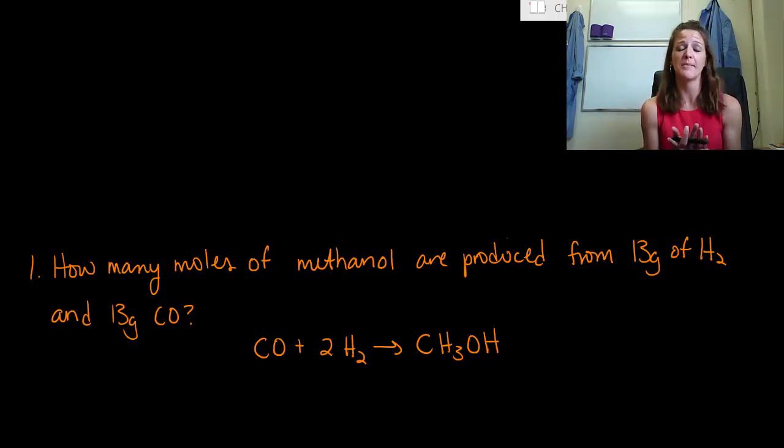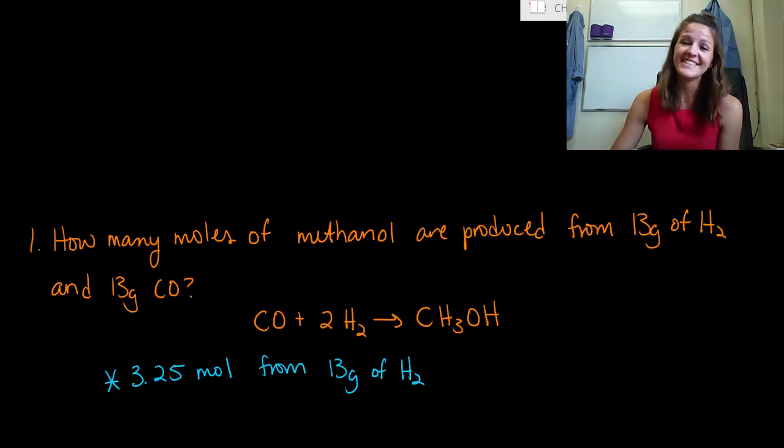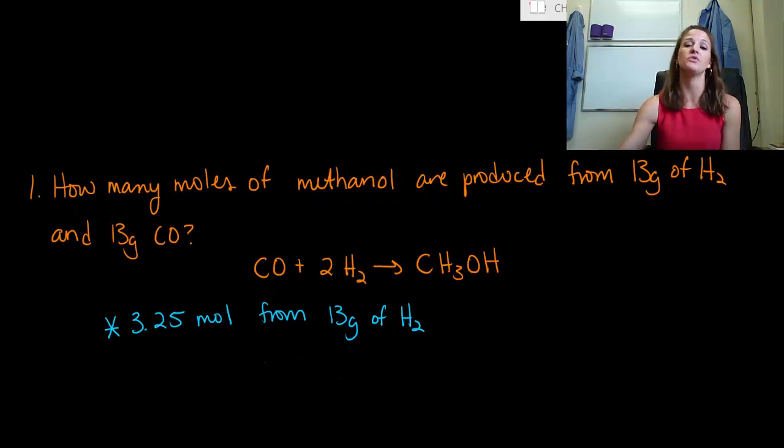I've actually given you the chemical equation here, so go ahead and do this problem. If you did the previous video, then you should already know the mass of methanol that's produced from 13 grams of hydrogen. Go. All right, did you get an answer? Hopefully you did. If you've watched this as part of our series, then you already know that we can create 3.25 moles from 13 grams of hydrogen. So what we need to do now is figure out how many moles of methanol can be created from 13 grams of carbon monoxide.